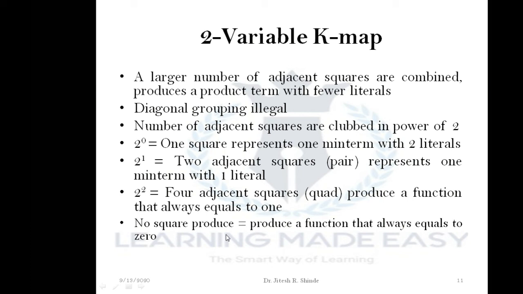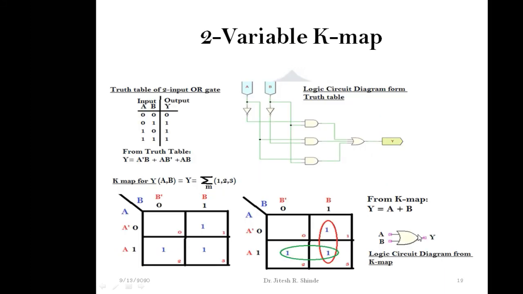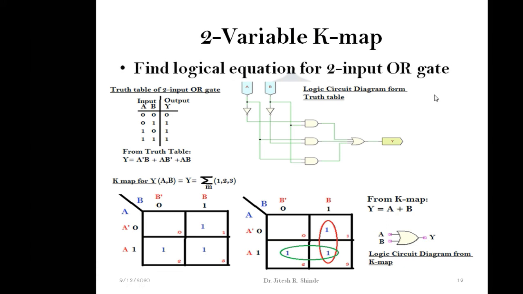Okay, for all the input patterns, it will produce a function that is always equal to 0, that is connected to ground. Example: find the logical function of a 2 input OR gate. For a 2 input OR gate, this is the truth table. All inputs 0, output 0. Okay, if any one of the inputs is 1, the output is 1 for the 2 input OR gate.